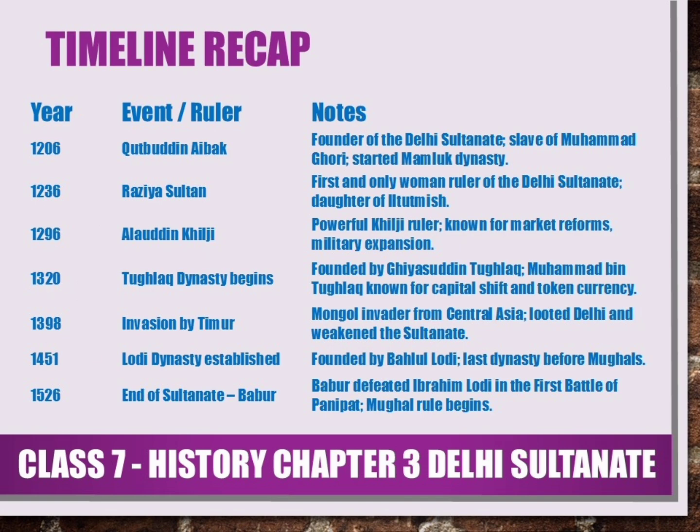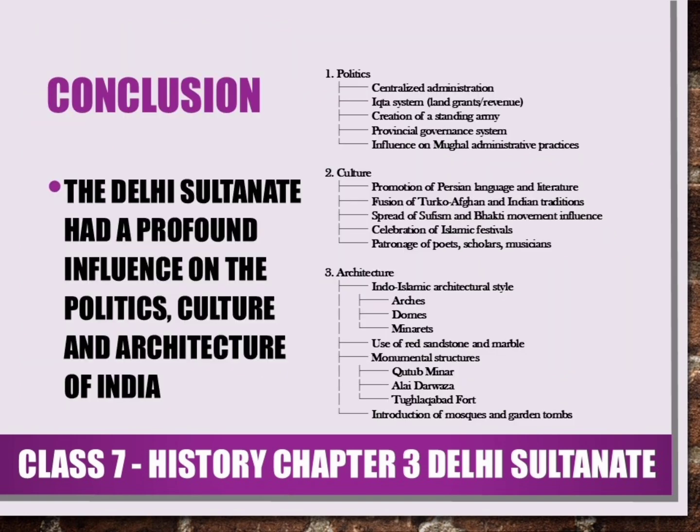The Delhi Sultanate transformed India's political structure, cultural landscape, and architectural style. It paved the way for new administrative practices and set the stage for the mighty Mughal Empire that followed. Now we have the key takeaways in this chapter. Politically, centralization through the Iqta system and military reforms. Culturally, a fusion of Indian and Turko-Afghan traditions, promotion of the Persian language, the rise of Sufism and the Bhakti movement. In architecture, arches, domes, red sandstone monuments like the Qutub Minar and also Tughlaqabad Fort.